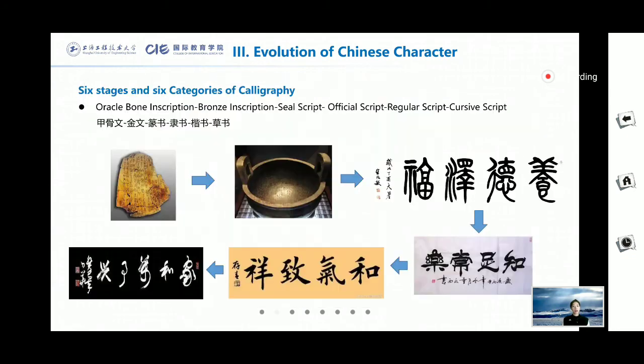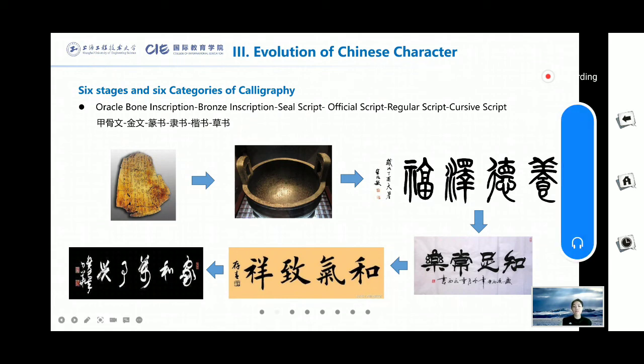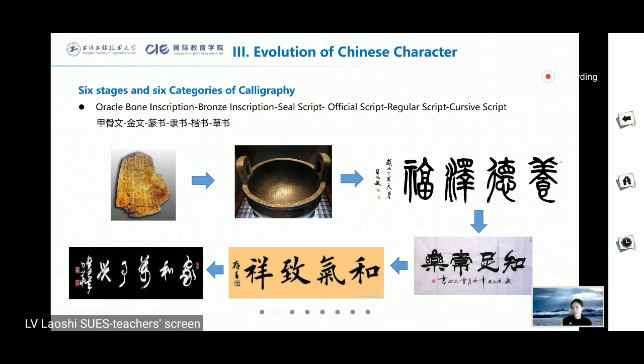Okay, here are the 6 stages and the 6 categories of the calligraphy. They are oracle bone inscription, bronze inscription, seal inscription, official inscription, regular script, and cursive script. And I have mentioned in the previous slides that Chinese calligraphy not only reminds us of the beauty of nature, but also expresses the beauty of the human spirit and the mindsets of Chinese people.